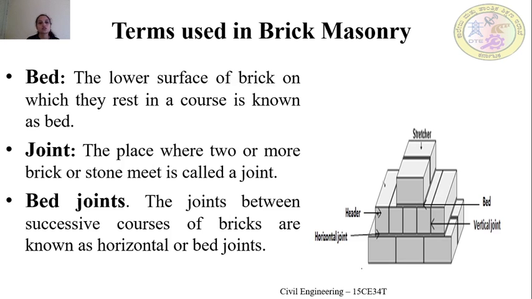The next term is the joint. The place where two or more bricks meet is called the joint. The next term is bed joints. The joints between successive courses of bricks are known as the horizontal or bed joints.